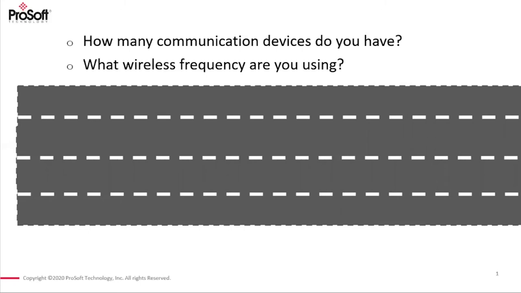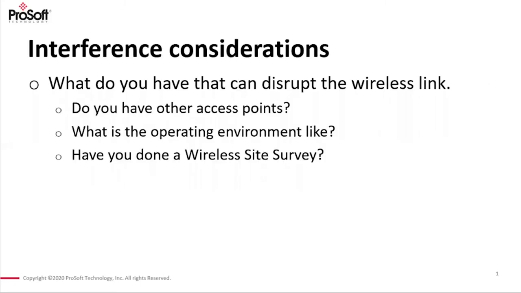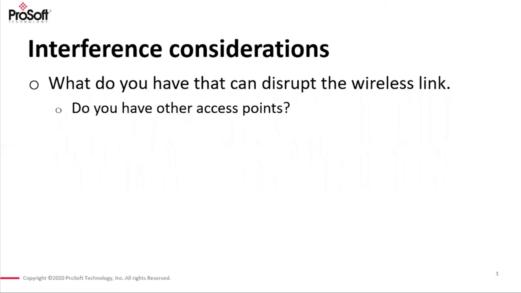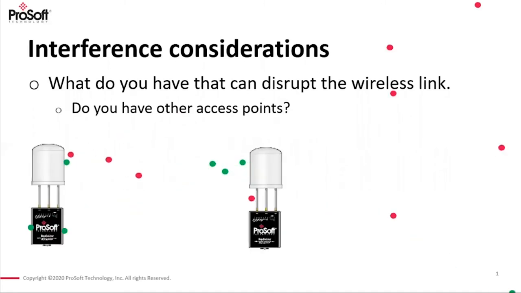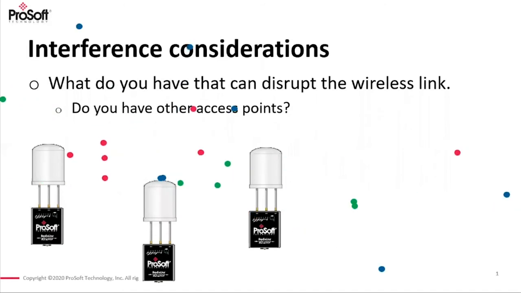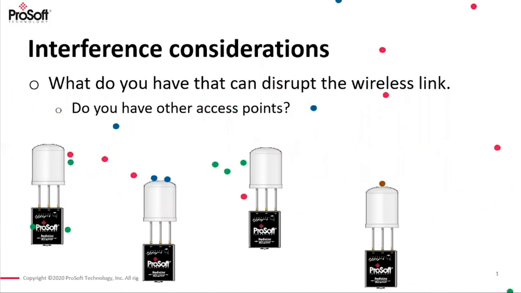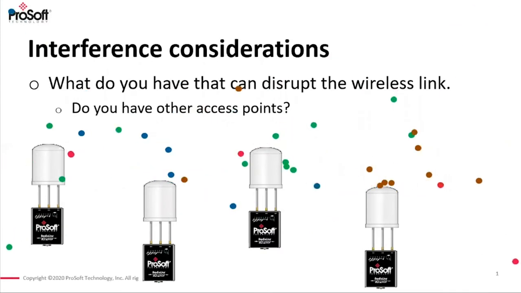For interference, on the other hand, we ask questions to try and get an idea of the environment. Do you have other access points? What is the operating environment like? Have you done a wireless site survey? We want to know how many access points you have installed. Radios communicate like ancient Greek politicians on the Senate floor. Everyone shouting all the time. The more radios you have, the more the signal from one will affect the other.